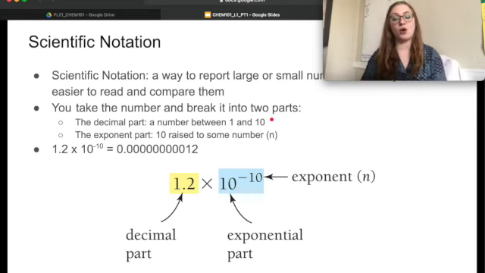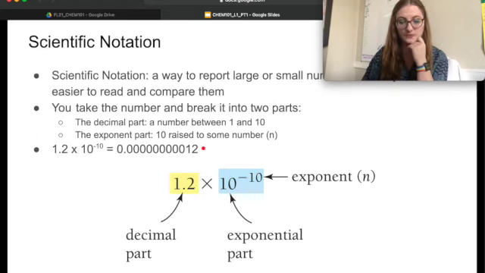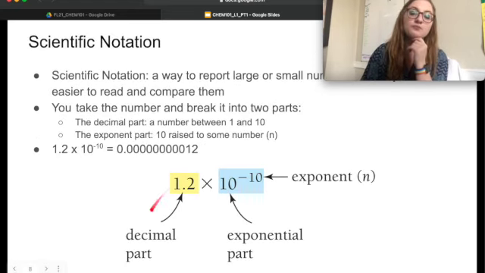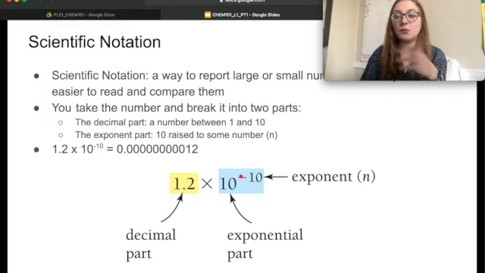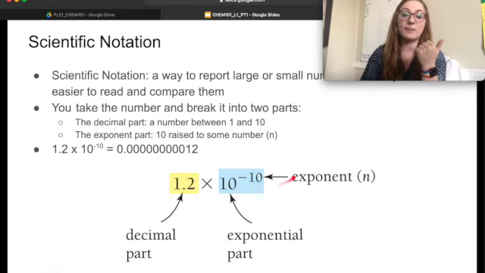So on your screen, you can see an example of scientific notation. We have the decimal part here in the yellow on the left, and that's 1.2. Okay, so that's a number between 1 and 10. 1.2 is between 1 and 10. And we have an exponent part over here, an exponential part. So we have times 10 to some sort of exponent. Really, what's hidden in the scientific notation is that if I literally take 1.2 and multiply it by 10 to the minus 10, that is what my original number is.